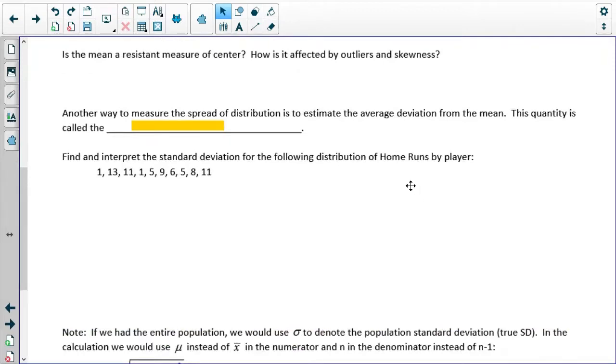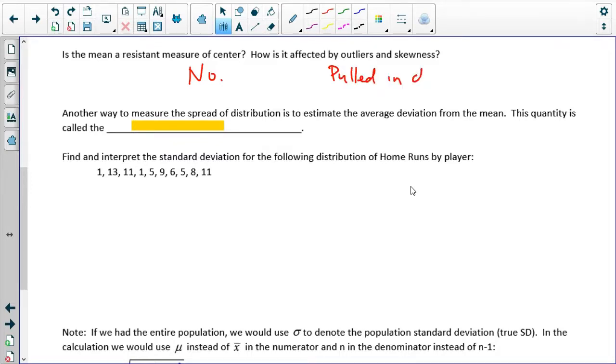So is the mean a resistant measure of center? We already talked about that with the Michael Jordan example. So the answer is it is not a resistant measure, and it is pulled in the direction of the skew or the outlier.